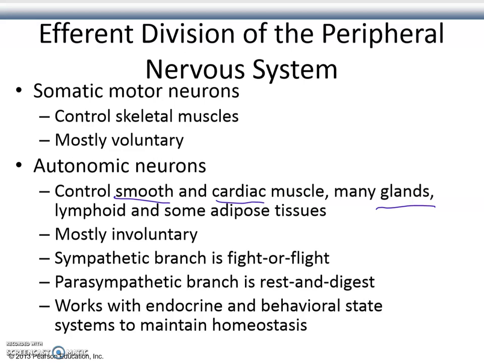In the autonomic nervous system, like the name says, everything is autonomic. It's sort of a standalone system that doesn't usually notify you when it's doing something.